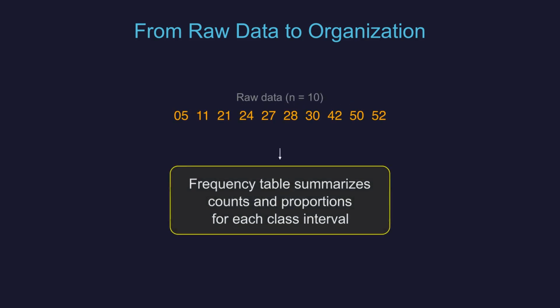A frequency table groups these values into class intervals and counts how many fall in each one. It also calculates relative frequencies, which are proportions or percentages, and cumulative frequencies.